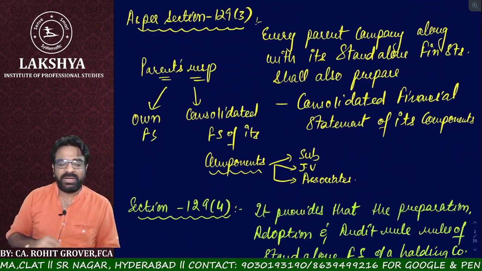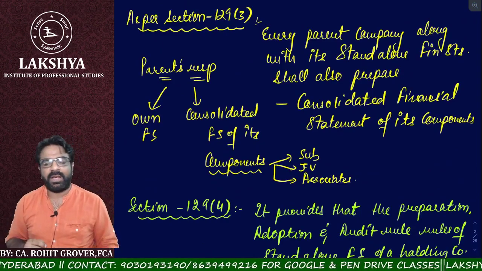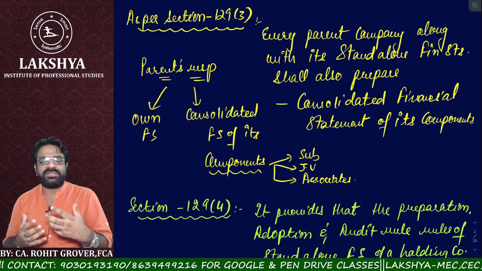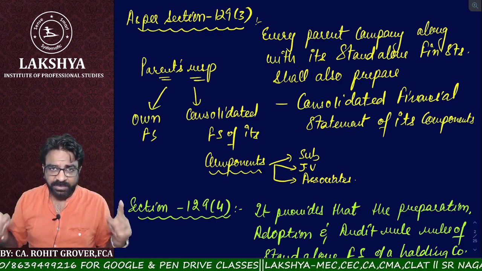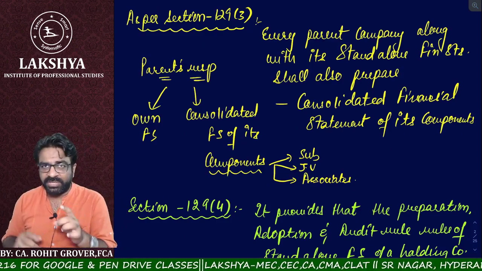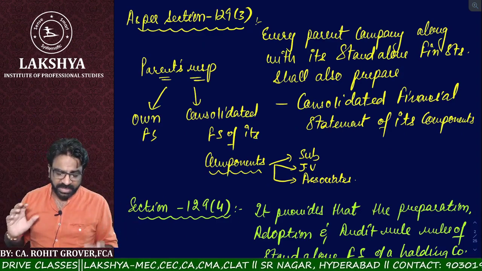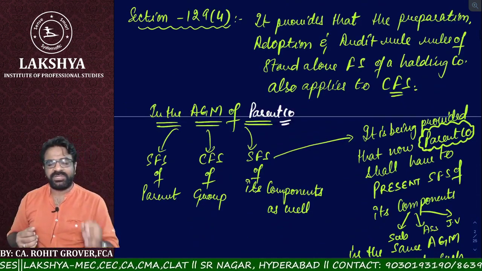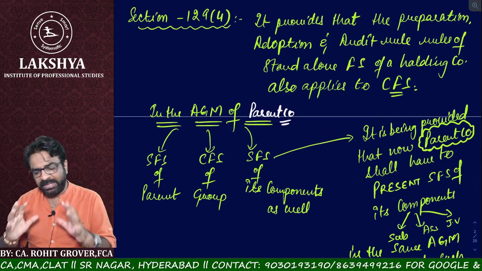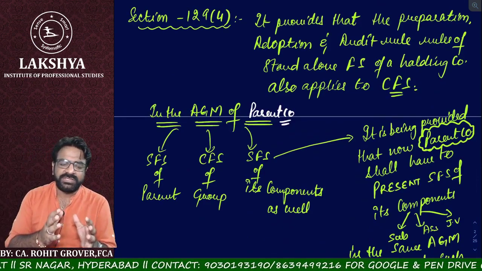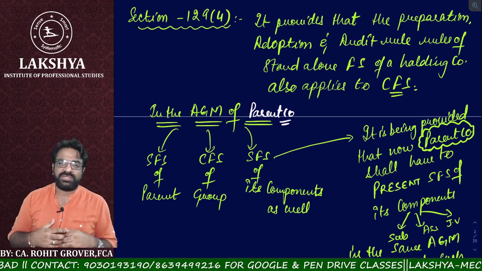So section 129 subsection 3 says what? It is the responsibility of the parent company that along with its standalone financial statements, it also needs to prepare the consolidated financial statements of the group, including its components, right or not? And section 129 subsection 4 says that whatever the rules and regulations, preparation and disclosure criteria which are applicable to the standalone financial statements of the parent company are equally applicable to the consolidated financial statements.